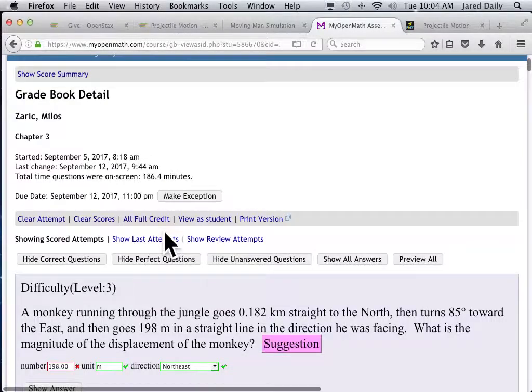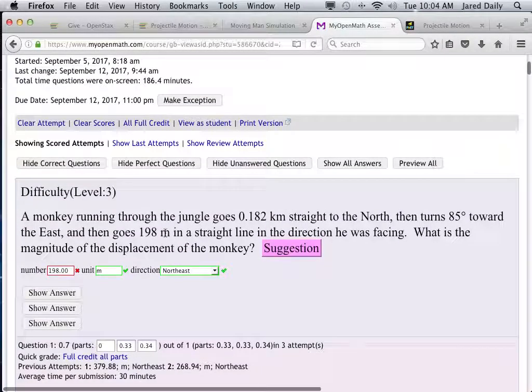Okay, so you've got 0.182. That's your north. And then turns 85 degrees towards the east.